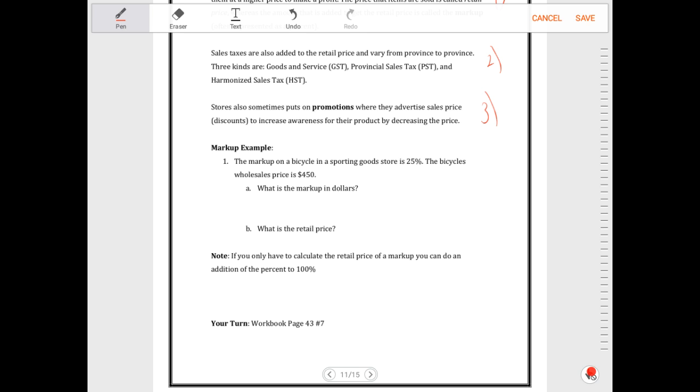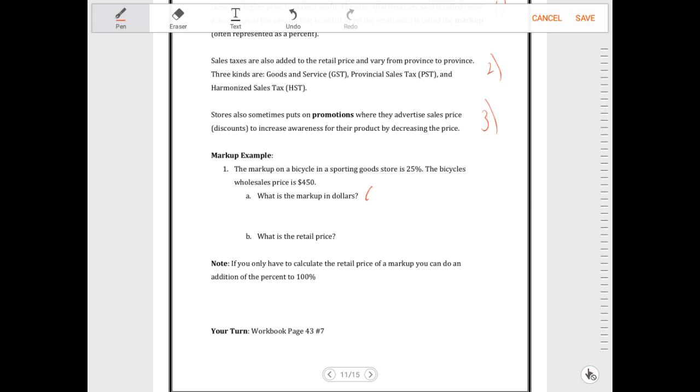So let's do a markup example. The markup on a bicycle in a sporting goods store is 25%. The bicycle's wholesale price is $450. What is the markup in dollars? So essentially what they're saying there is they want to know how much they are marking it up. In other words, what is 25% of $450 is essentially what this question is saying.